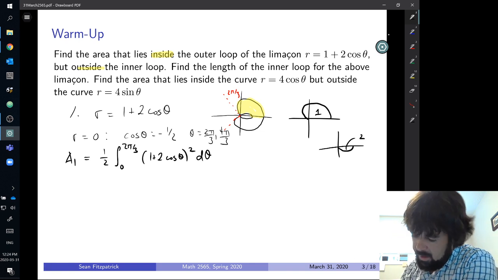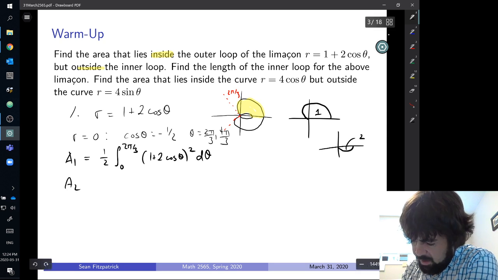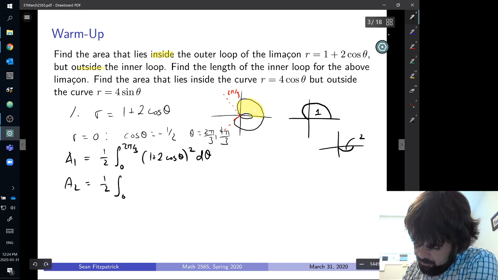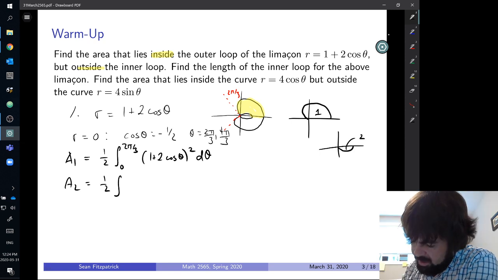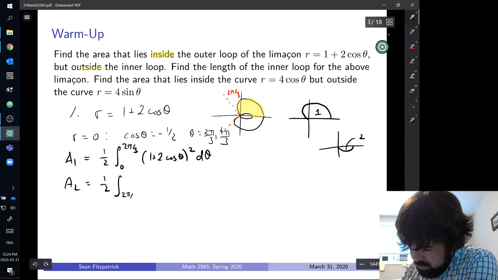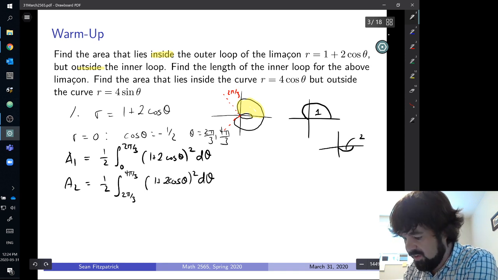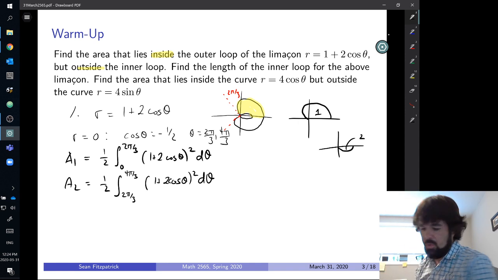Okay. And the second area is the same thing, but we would go from 2π over 3. So 2π over 3 is when we enter that inner loop and we exit at 4π over 3. But it's the same function in this case. Okay? So we do something like that.